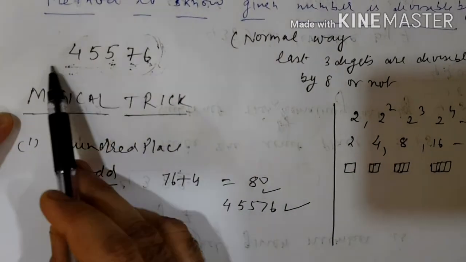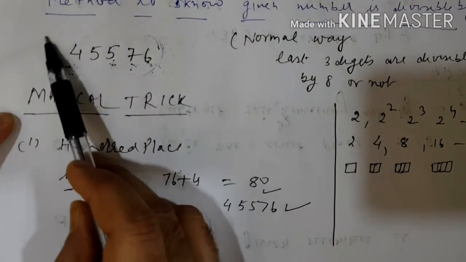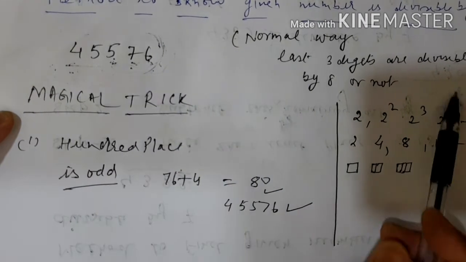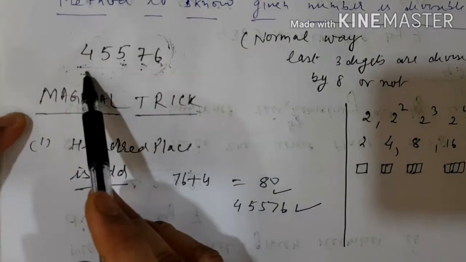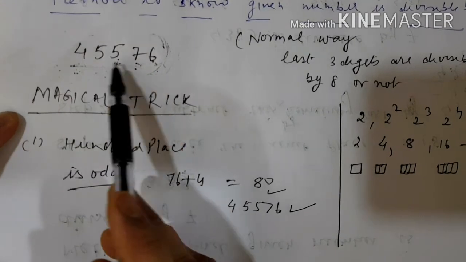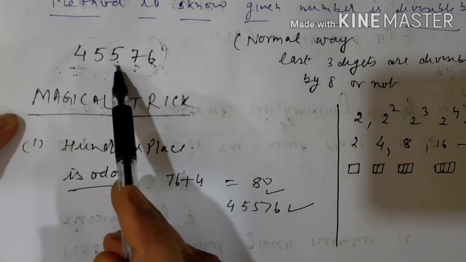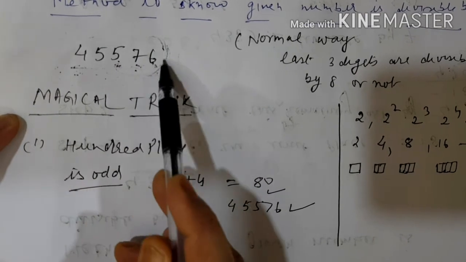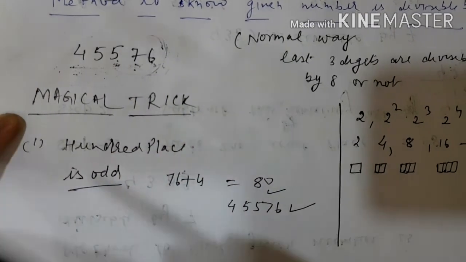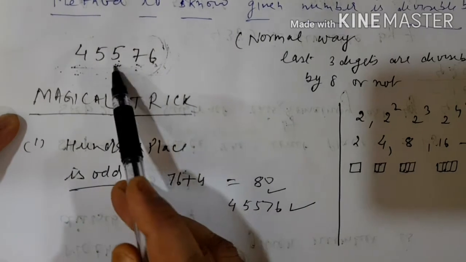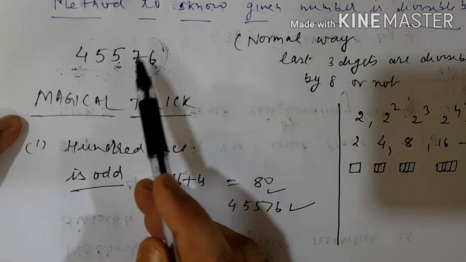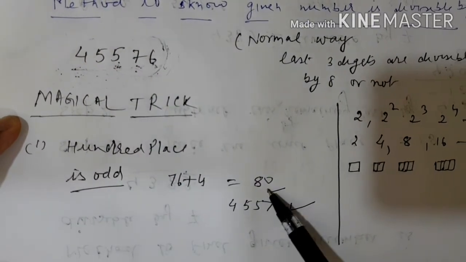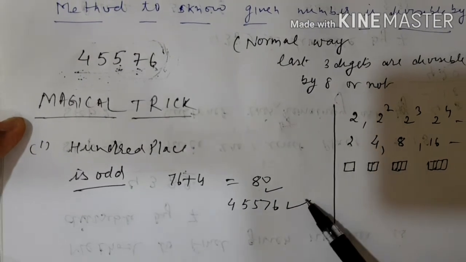Again, I am explaining a very easy trick. The general method you all know. Now, my dear students, take care here. You have to see the hundreds place. If it is odd, you have to add 4 to the part which is to the right of the hundreds place. Right? 76 plus 4 is 80. Is it divisible by 8? 8 times 10 is 80. It means the number will be divisible by 8.